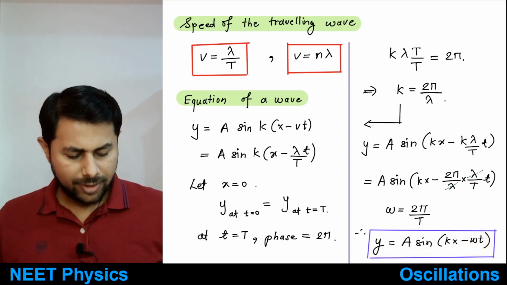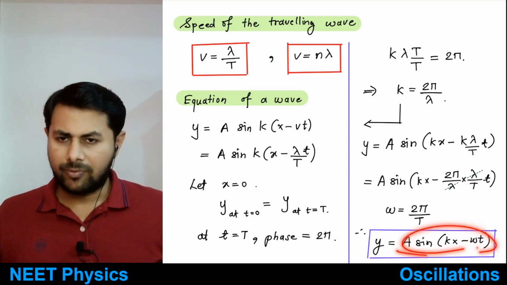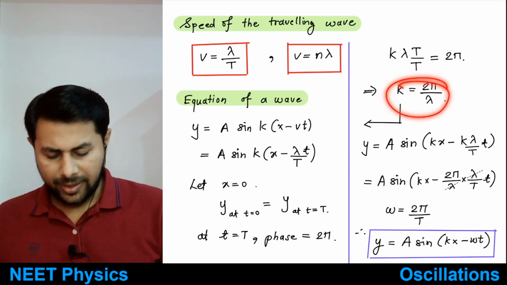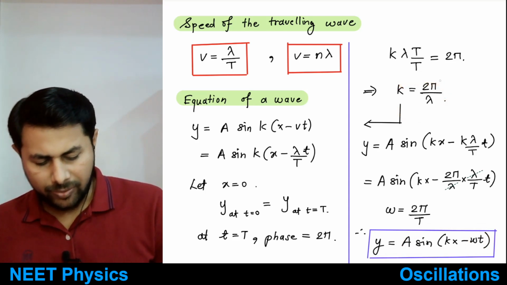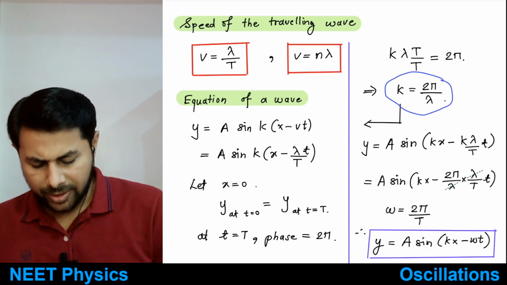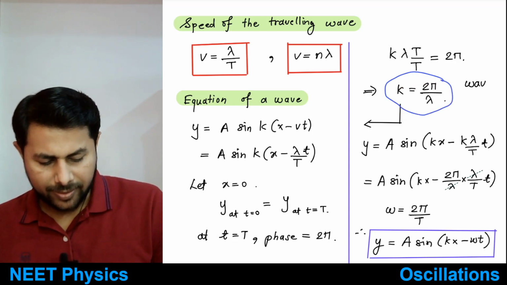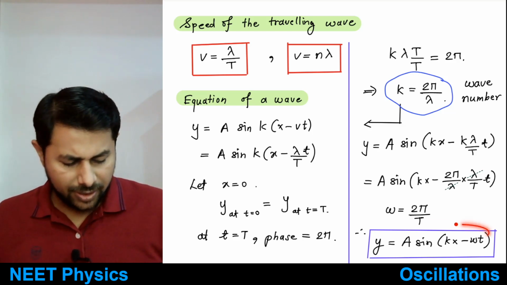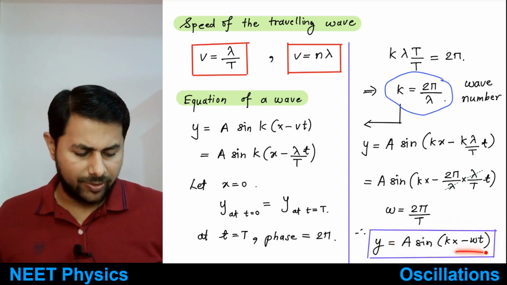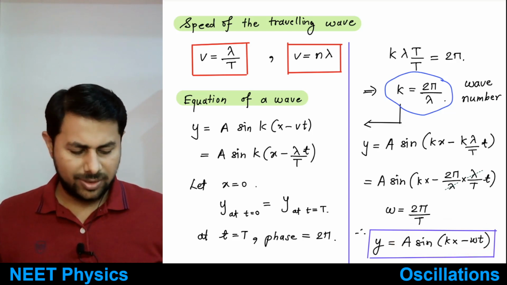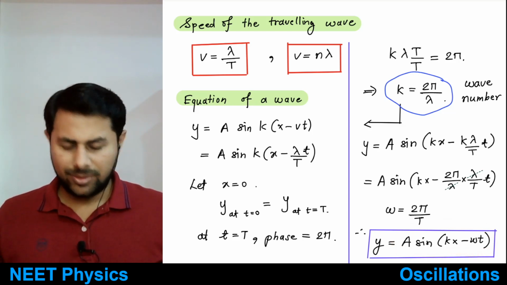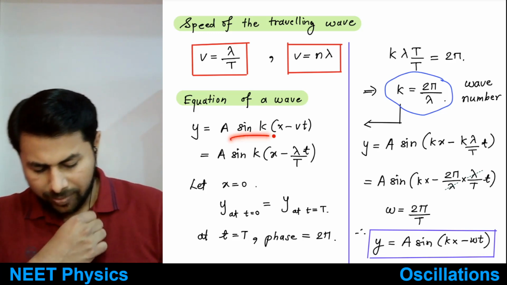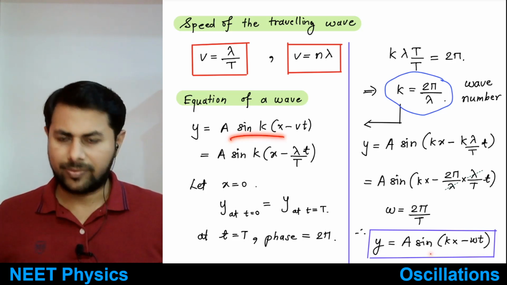You get another equation, y is equal to a sine of kx minus omega t, and this k is called the wave number. So this is the equation of a simple harmonic progressive wave in another form, right? So this thing is clear? This is one form, this is another form.